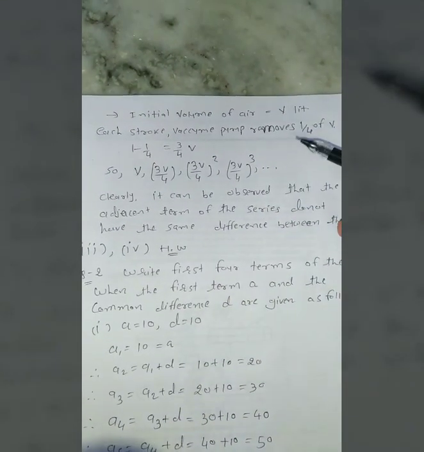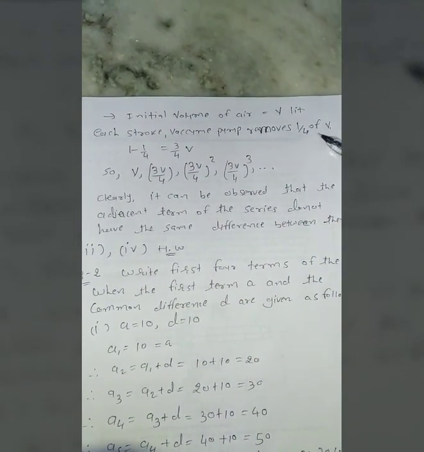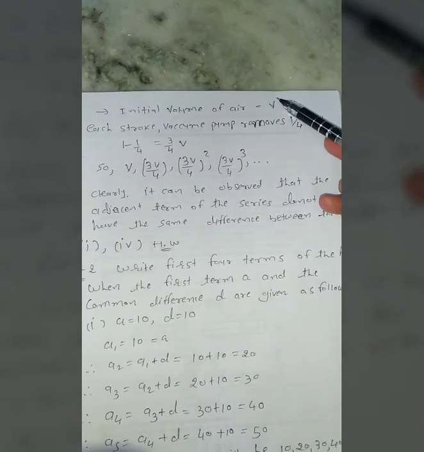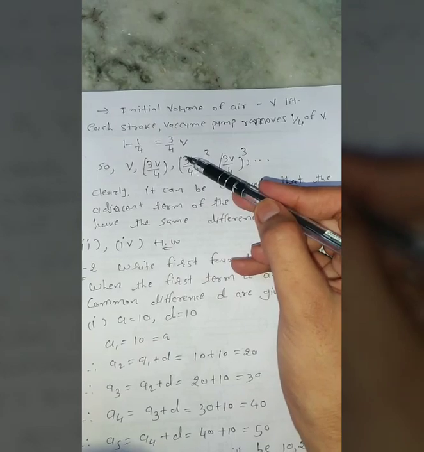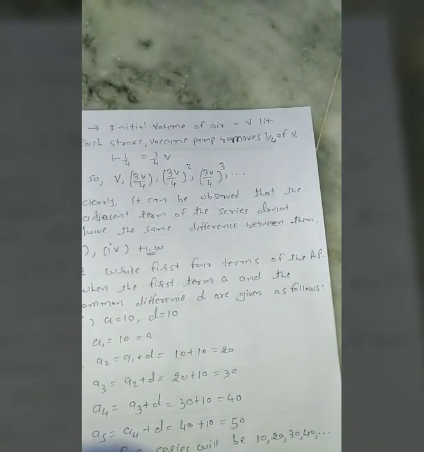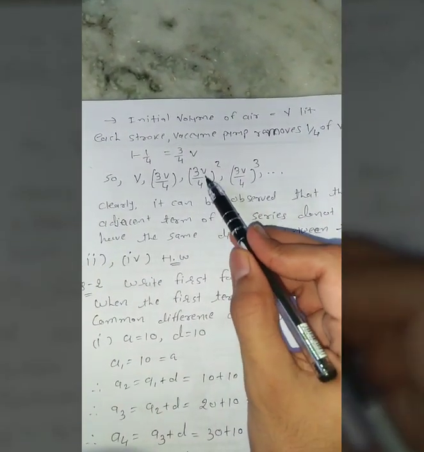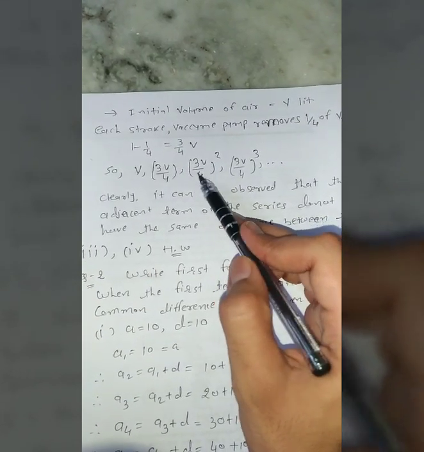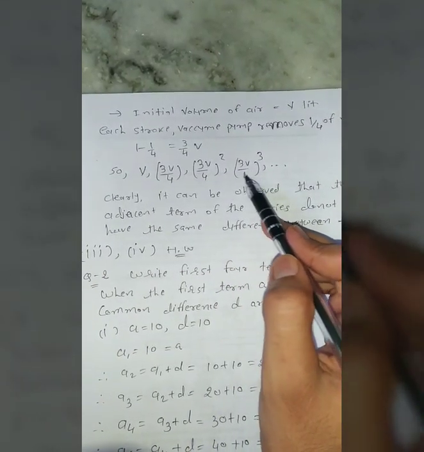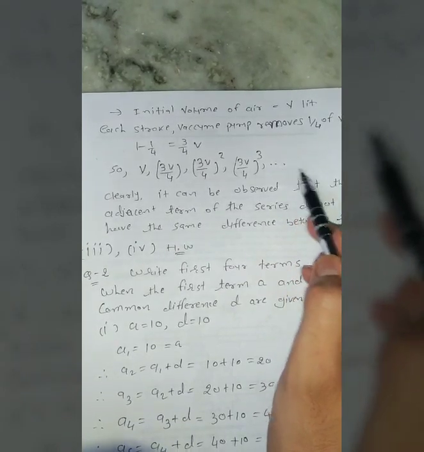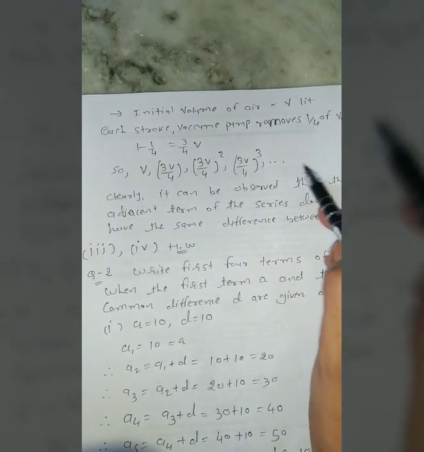Okay, so in the second stroke it removes 1/4 of the remaining air. The initial is V. So the first step is V, then next is three-fourths of V. Okay, in this way we can write here the third step 3V/4 square, 3V/4 cube. In this way this series is continuously running.